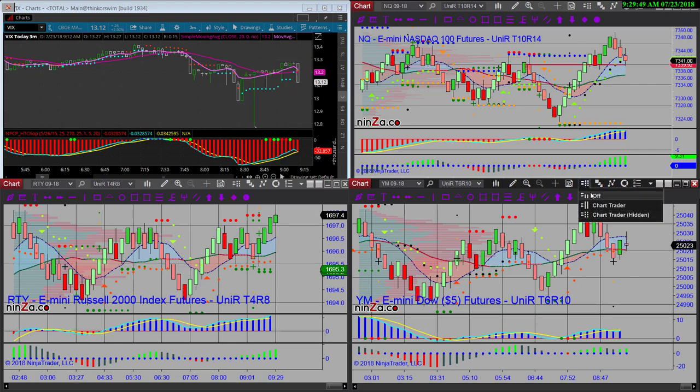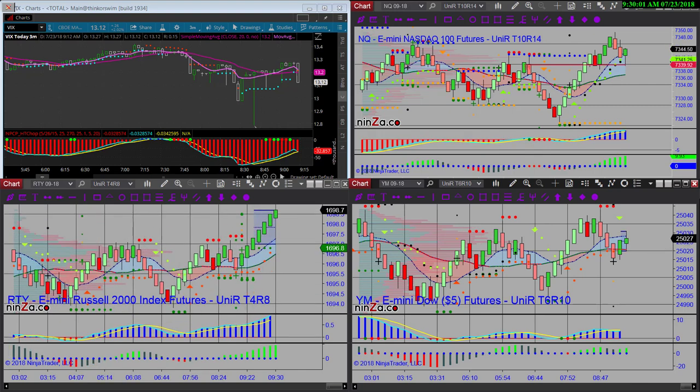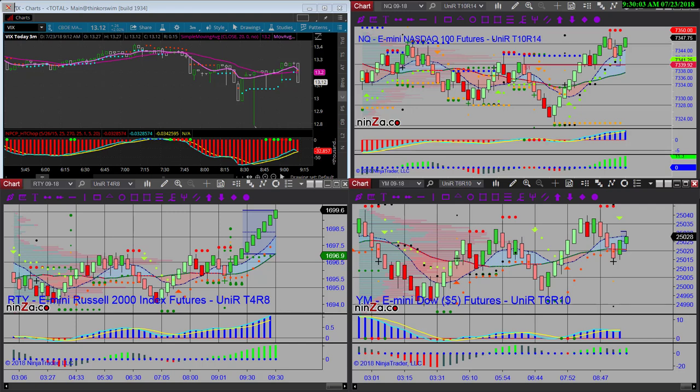Chart Trader. See, if I click on that, I've got off trader and hidden. I've got it on hidden. So you guys, when I initiate a trade here off camera, you can actually see it. Okay, we're off and running.